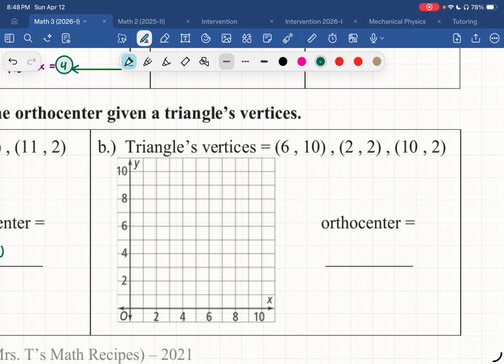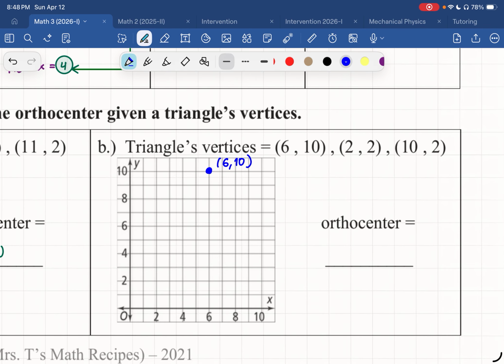Triangle's vertices. So they're giving you these 3 vertices. Let's put them in the graph and then connect them, and let's try to find the answer. So the first coordinate is 6, 10. So 6, 10, according to me, is here, right? So I'm going to put it here. 6, 10. Is that correct?